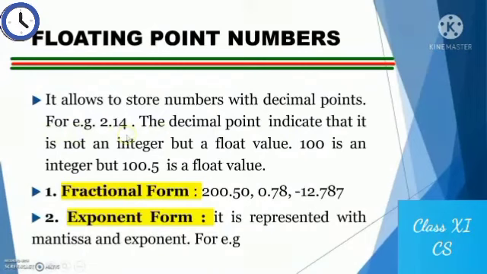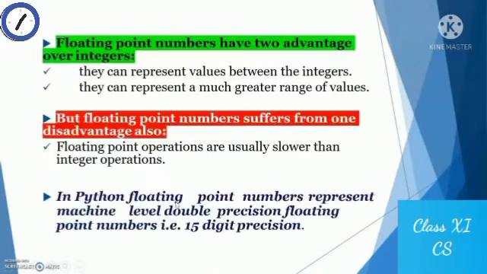Floating point numbers can be represented in two forms. One is the fractional form, for example 200.50, 0.78, etc. Next is the exponent form. Exponent form is represented with a mantissa and an exponent part. That means we are representing using E, right?